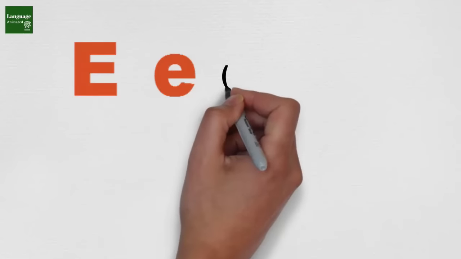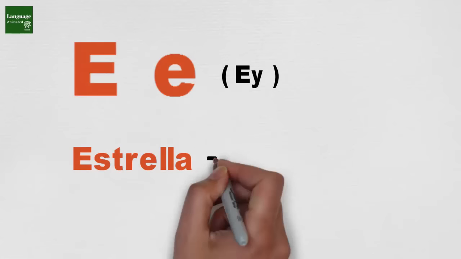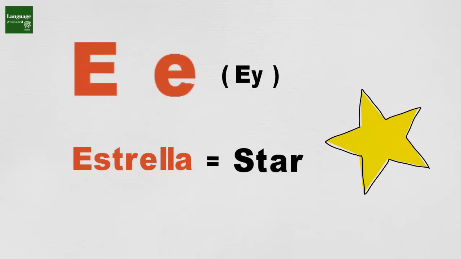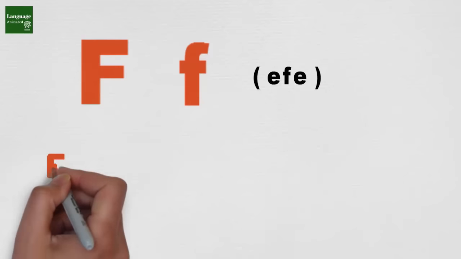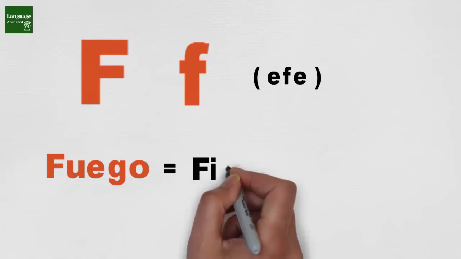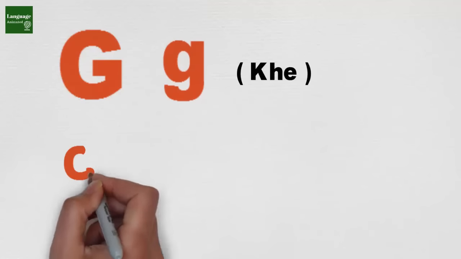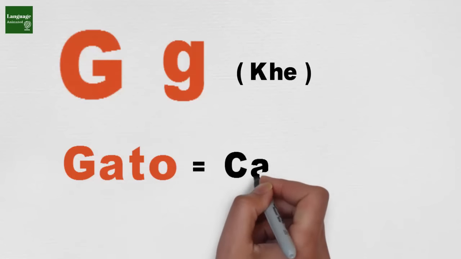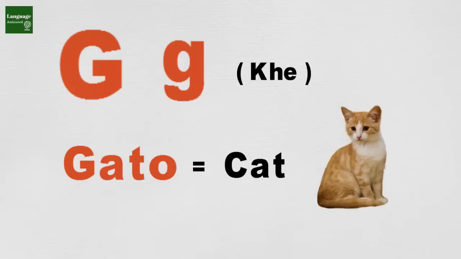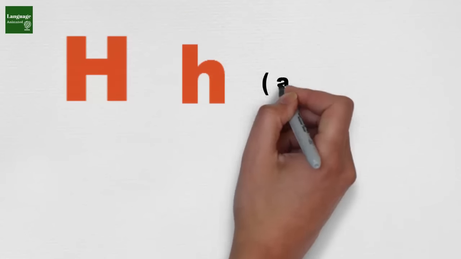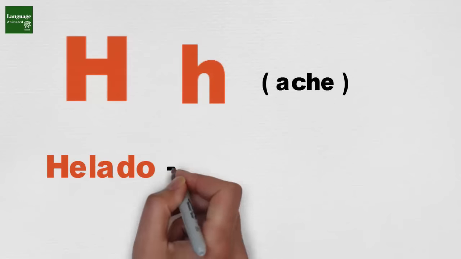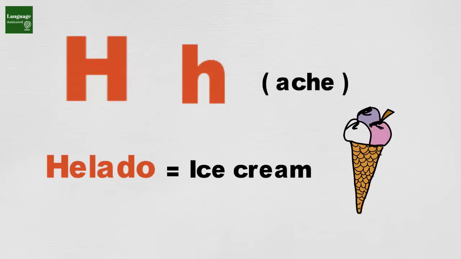E. Estrella. Star. F. Fuego. Fire. G. Gato. Cat. H. Helado. Ice cream.